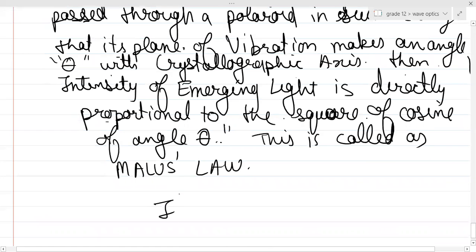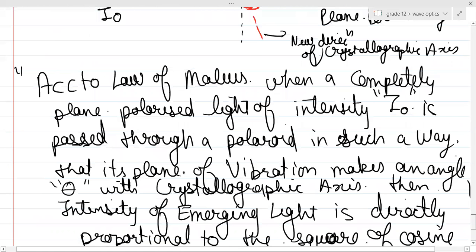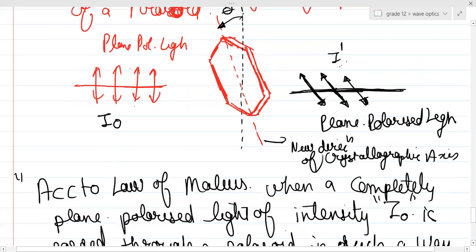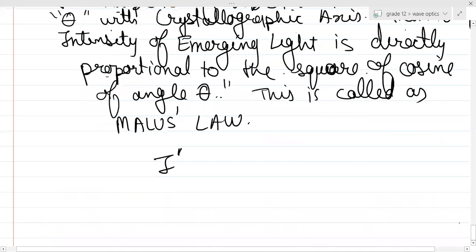It says Malus, basically this intensity I dash. Can you see, guys? This I dash, this intensity I dash, is directly proportional to cos square theta, cos theta whole square, or cos square theta, right?